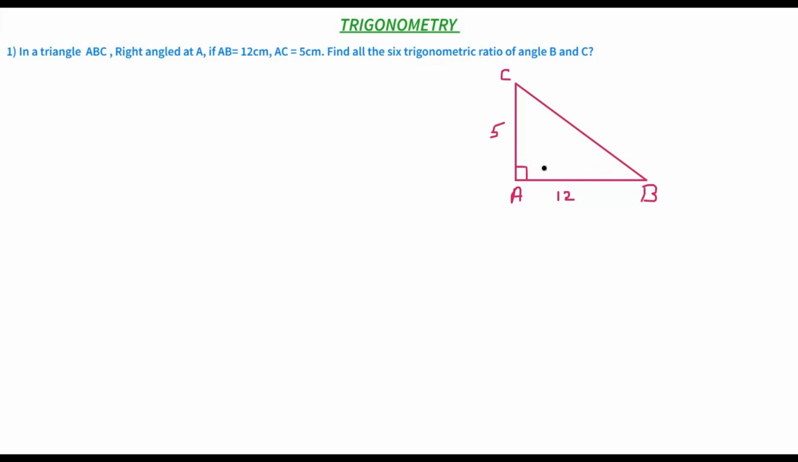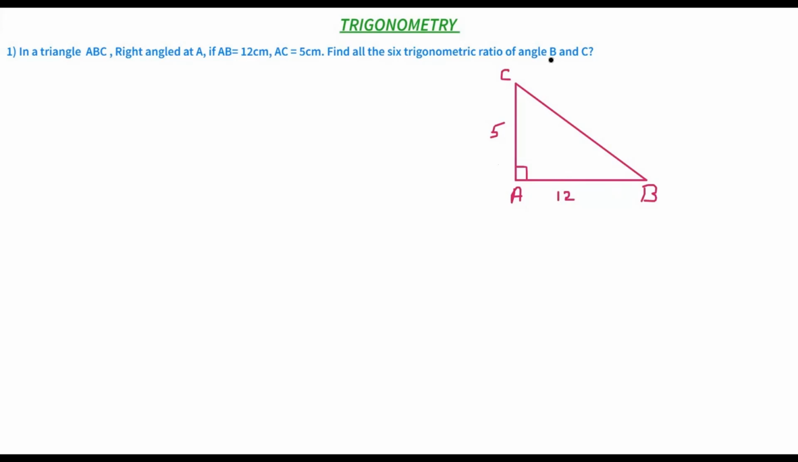I am taking this as a vast question so that you will understand how we form the ratios for B and separately for C. Right? So this is our picture given, the figure given. Triangle ABC, right angled at A. So whichever angle is right angled, that you will put here. This is the right angle. And what else is given? AB is 12 cm. So this is 12 cm and AC is 5 cm.